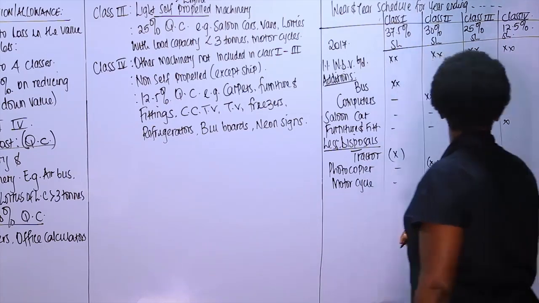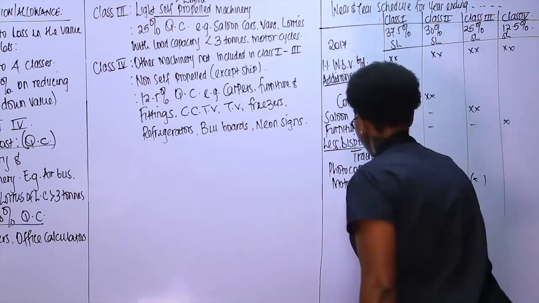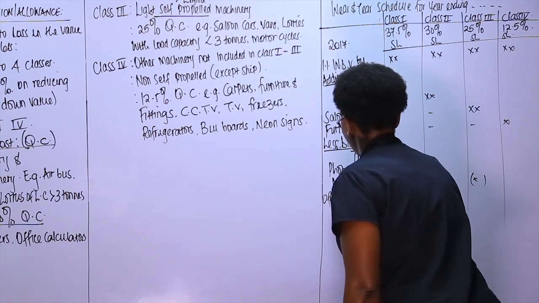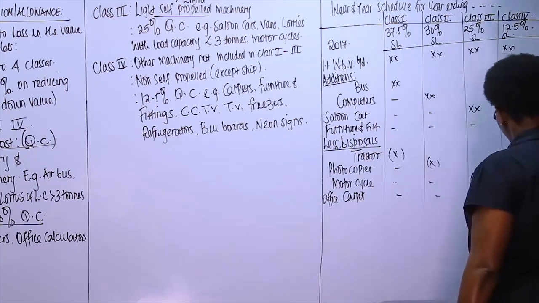And in class 4, we are going to dispose of a carpet. Office carpet. This is office carpet. So dispose of that from class 4.